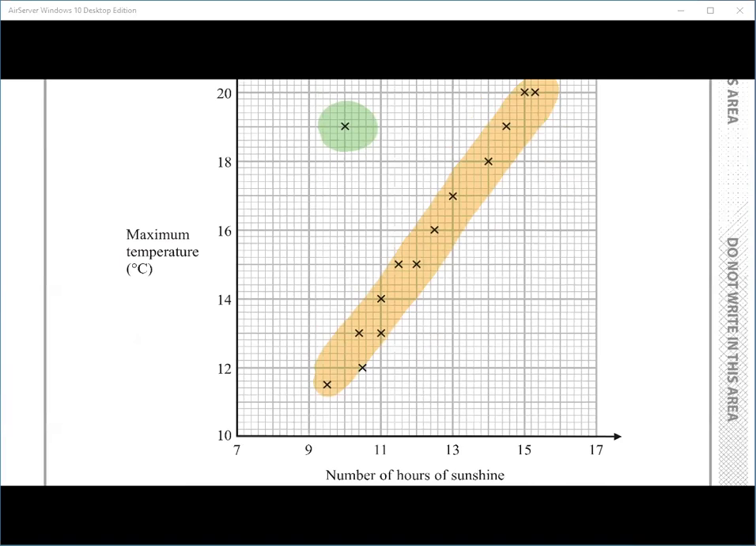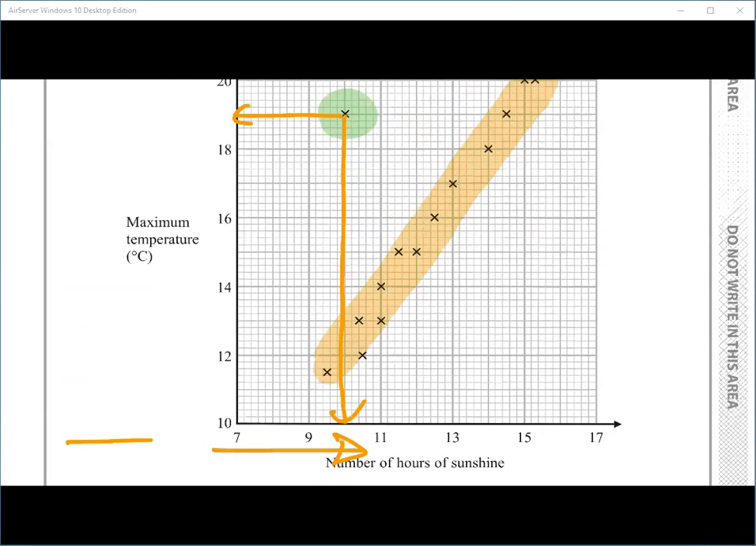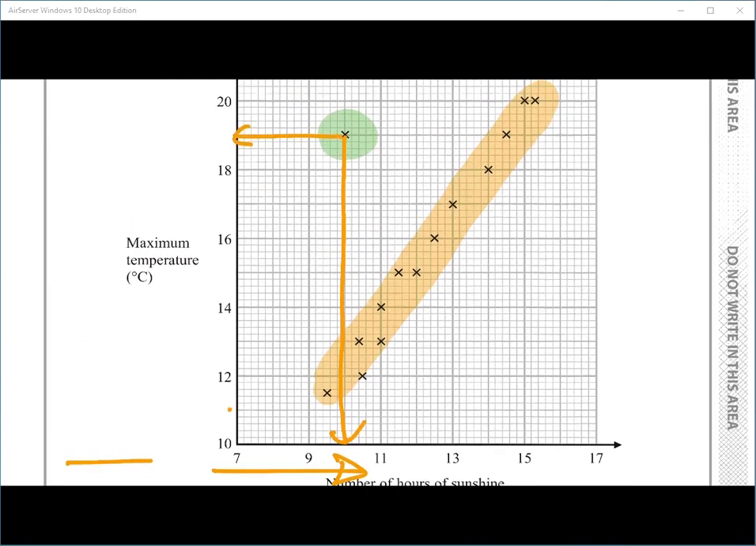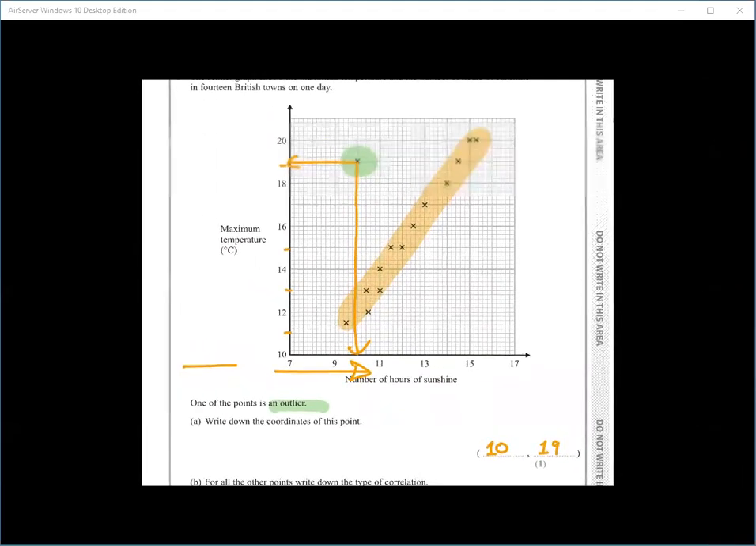So let's have a look. When we do coordinates, we always go along the corridor and up the stairs. So along the corridor, which means this way. This point, we drop it down here, and we take it across here. So how many across will it be? 10 across. And then how much up will it be? 19? Yeah, because that's 10, 11, 12, 13, 14, and that's 18, 19. Okay, we got 10 and 19. Nice and straightforward questions just to start us off.